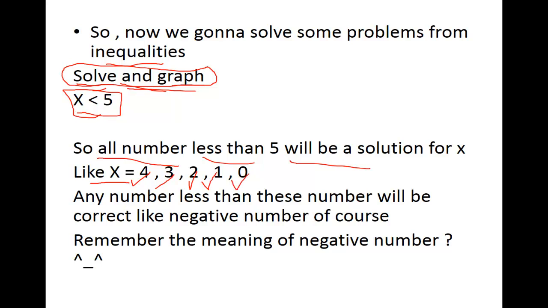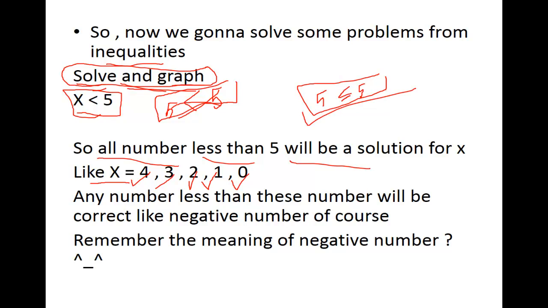But is 5 less than 5? Is this one correct or wrong? Of course it's wrong, because 5 equals 5, not 5 less than 5. But if we have 5 less than or equal to 5, is this one correct? Yes, because 5 is not less than 5, but we have an equal sign.